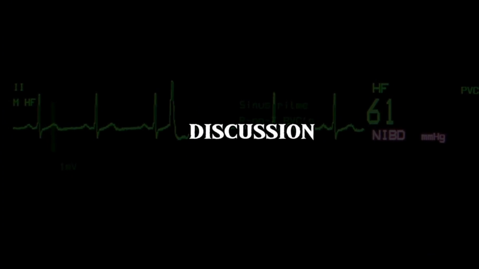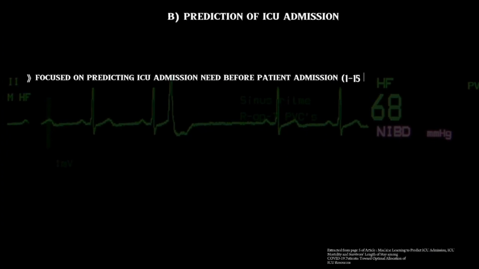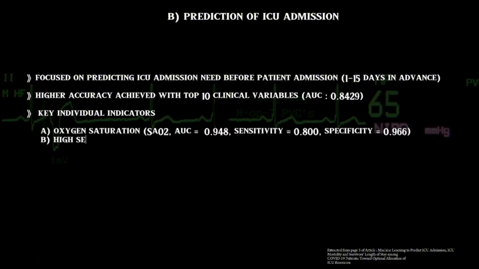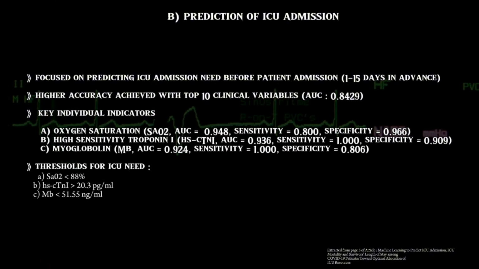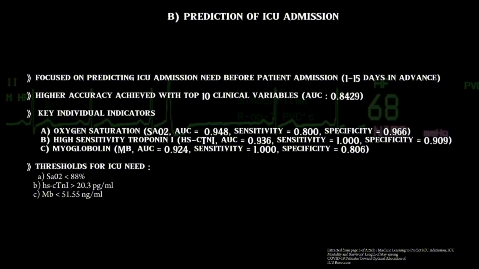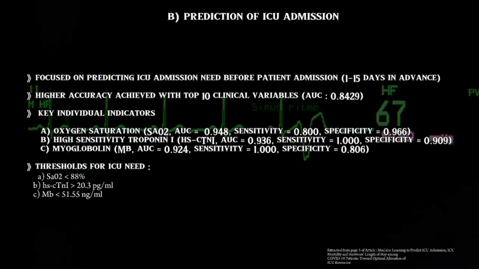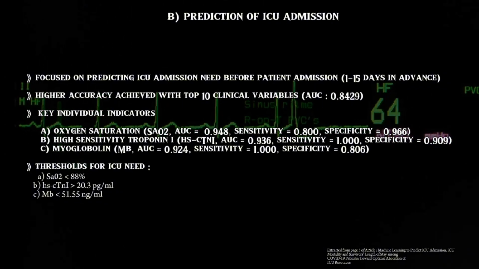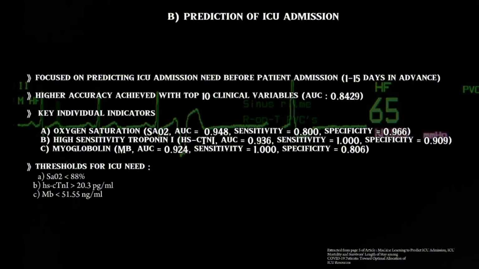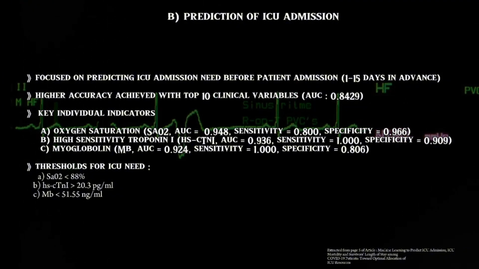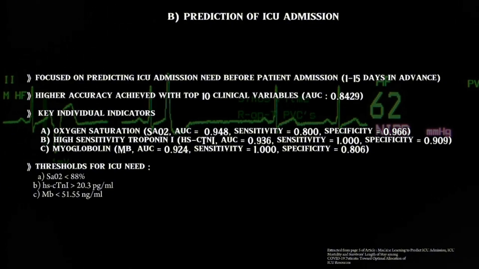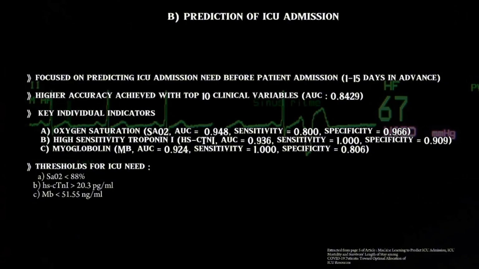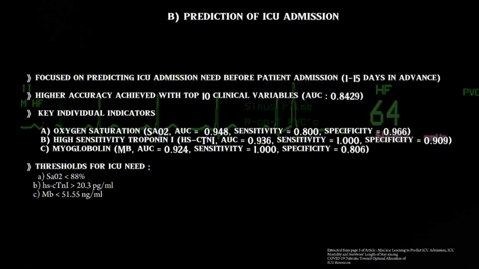This proactive approach focuses on predicting the need for ICU admission 1 to 15 days in advance, which can significantly help hospitals manage their resources more effectively. By using the top 10 clinical variables, the prediction model achieved an AUC, area under the curve, of 0.8429, indicating high accuracy. Key predictors included oxygen saturation with an AUC of 0.948, high sensitivity troponin I with an AUC of 0.936, and myoglobin with an AUC of 0.924.